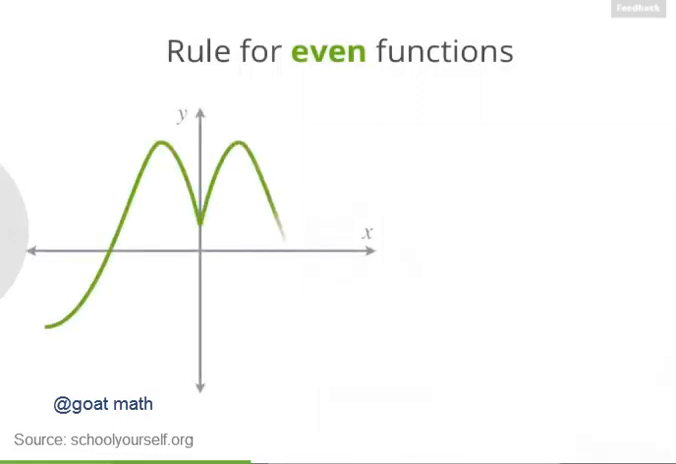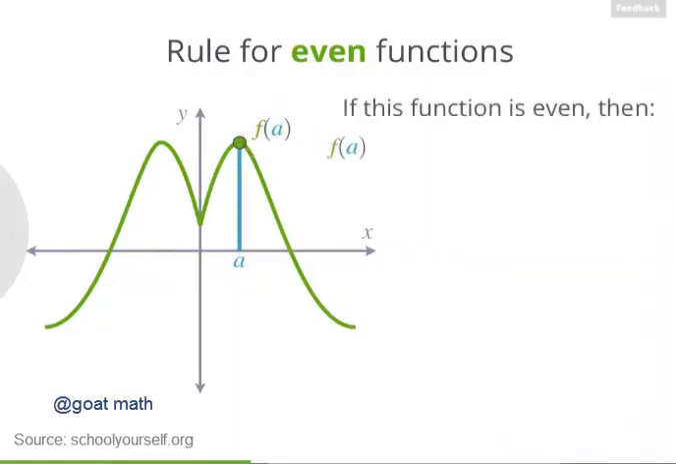Let's see if we can come up with a rule that describes even functions. Here's an even function, and let's call it f. Let's take a look at an x-coordinate, like this one over here, and let's call it a. So the height here is f of a. If this function f is truly even, then what else must f of a be equal to? If you're not sure, then click down here.